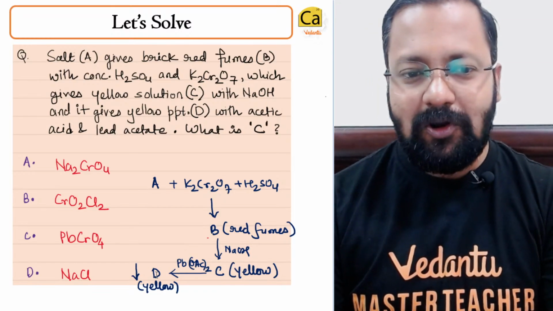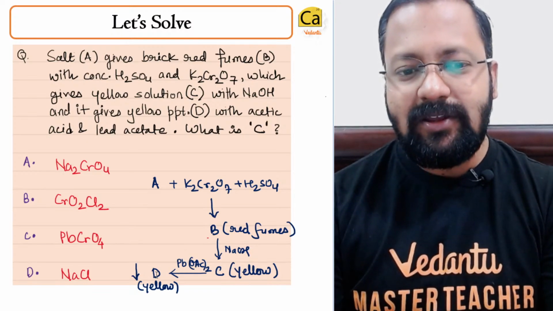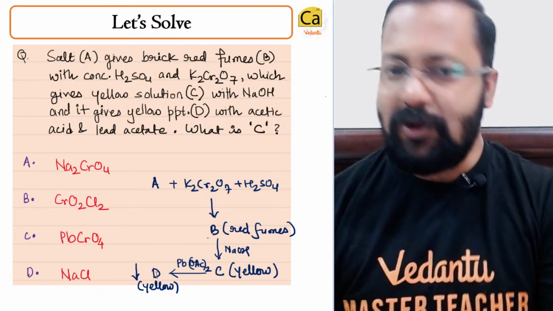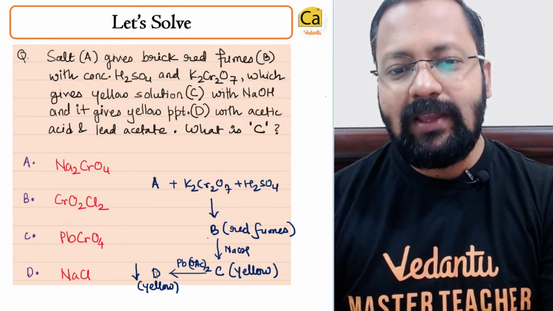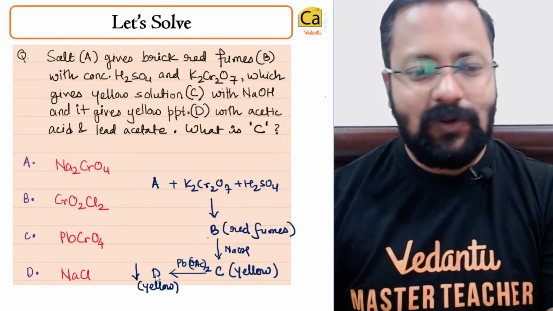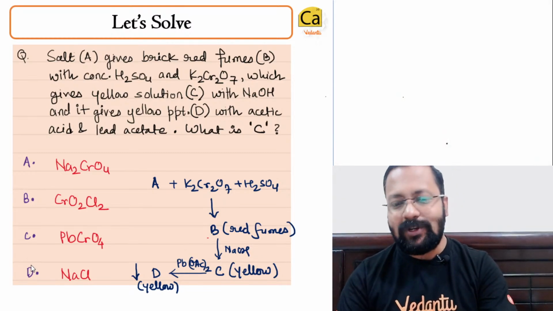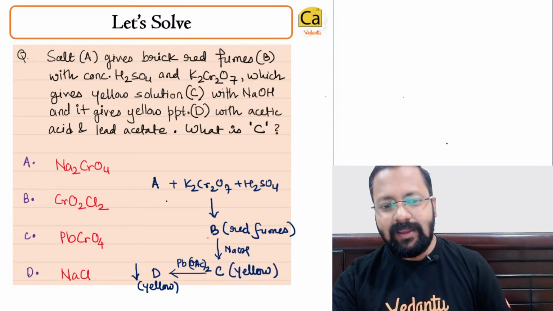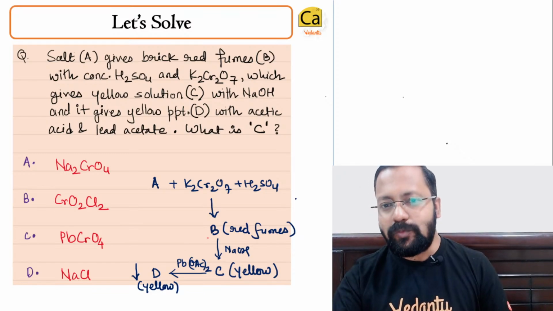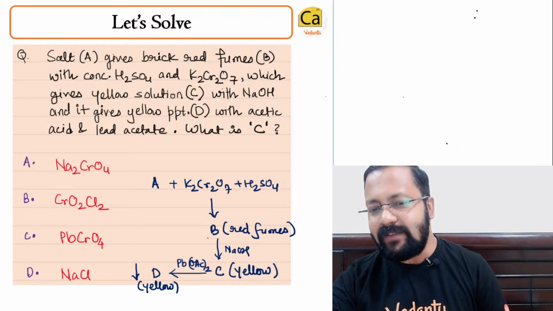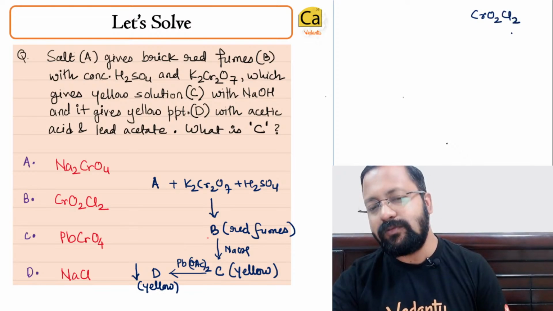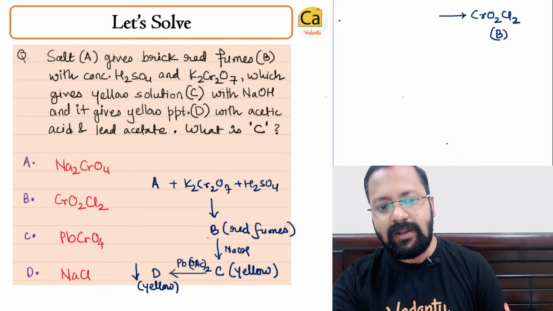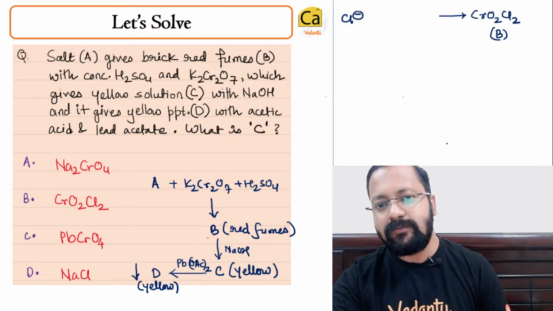A lot of people have given the answer, but they have given the answer slightly incorrectly. So let me just tell you what the right answer is. Let's identify. This red colored fume is a very important identification. That is in fact CrO2Cl2. That is B.